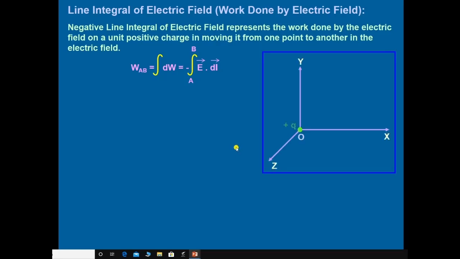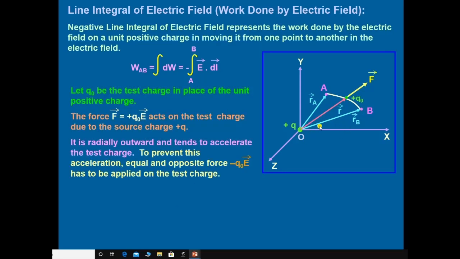For that, we take the three coordinate axes, with a positive charge Q situated at the center of the coordinate axes at O. We take two points A and B. Work is done from A to B. Take Q naught as a positive test charge. Let this Q naught be the test charge taken in place of the unit positive charge, and then the force on this Q naught will be equal to Q naught E. Here A to O represents the position vector RA, and B to O represents the position vector RB.